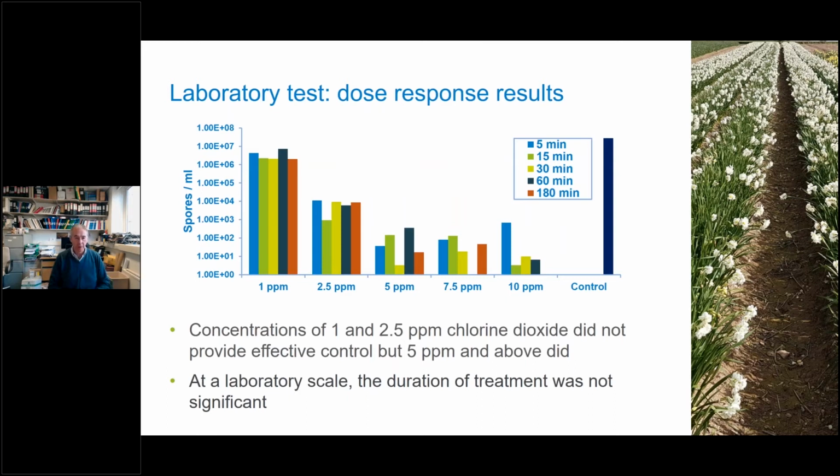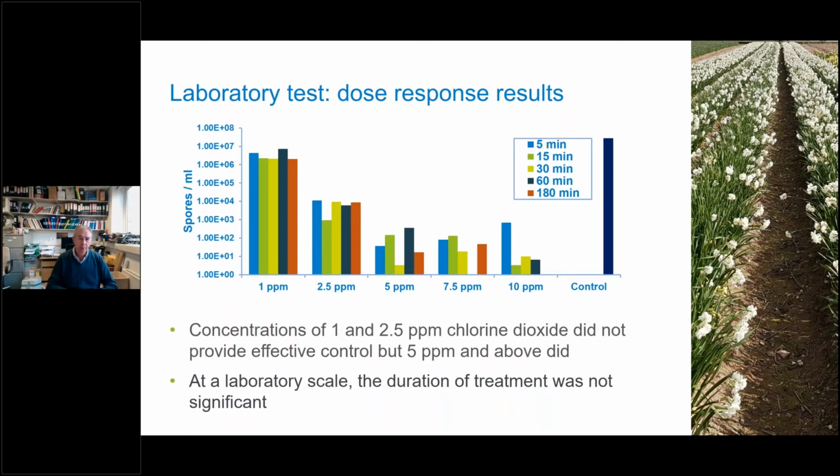So the first laboratory test was a dose response test. And in it, we were looking at 5 concentrations of chlorine dioxide, so 1, 2.5, 5, 7.5, and 10 parts per million chlorine dioxide. We were looking at 5 different durations of treatment, going from a very brief 5 minutes up to the full 3 hours of a standard commercial treatment. And this figure shows the results across those 2 sets of criteria.